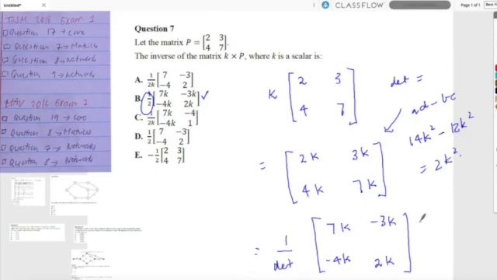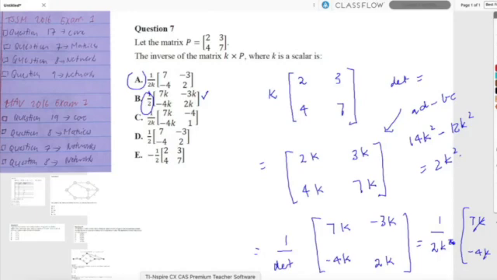Now, this is cool. So now I've got the determinant. It's 1 over 2k squared outside of 7k, minus 3k, minus 4k, 2k. Now, the k's are going to simplify. See this? The k's are going to simplify. That k there will cancel out k's here. So I've got 1 over 2k, 1 over 2k, 7, 3, blah, blah. That's interesting. Is that A? I've got to check. Is that the right answer? I got a different answer. I'm going to try this another way.